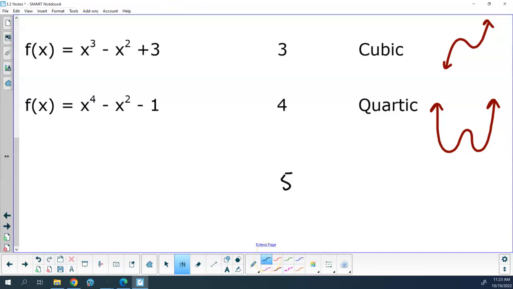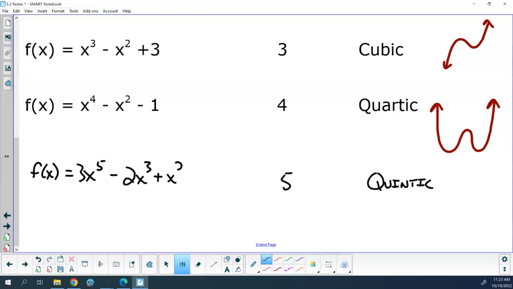A degree of 5 would be a quintic function. It would be like f of x equals, we'll say, 3x to the 5th minus, I don't know, 2x cubed plus x squared minus x plus 1. Okay. That one's going to look like this. It's going to have 2 camel humps.